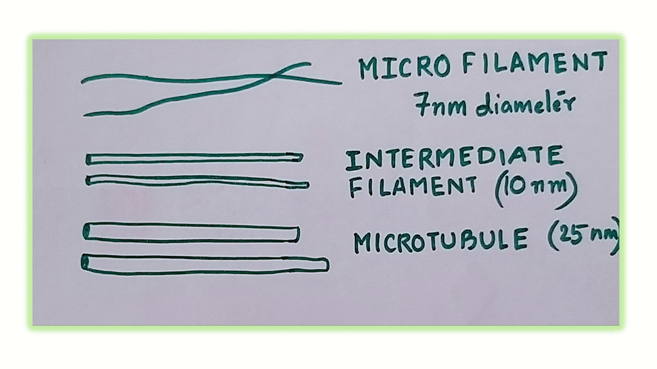The microfilament is approximately 7 nanometer in diameter and is known to be the narrowest among the three. The intermediate filament has a diameter of approximately 10 nanometer, and microtubule has a diameter of approximately 25 nanometer.